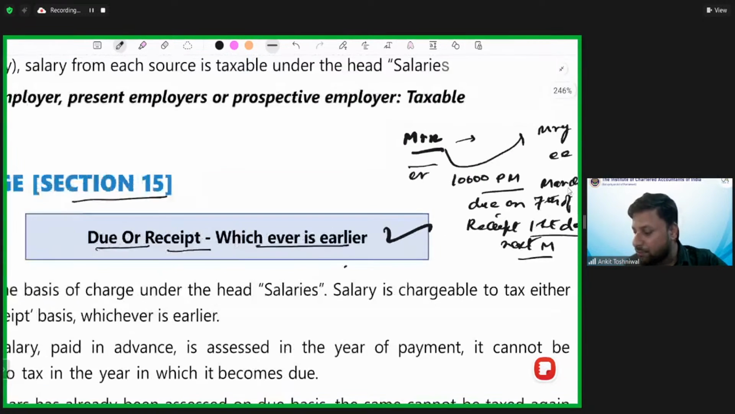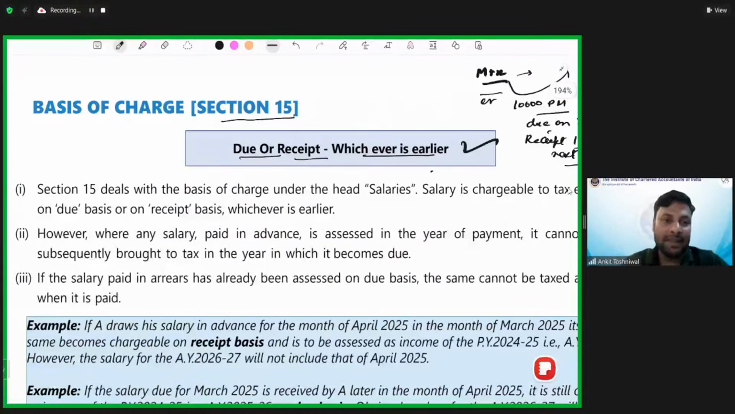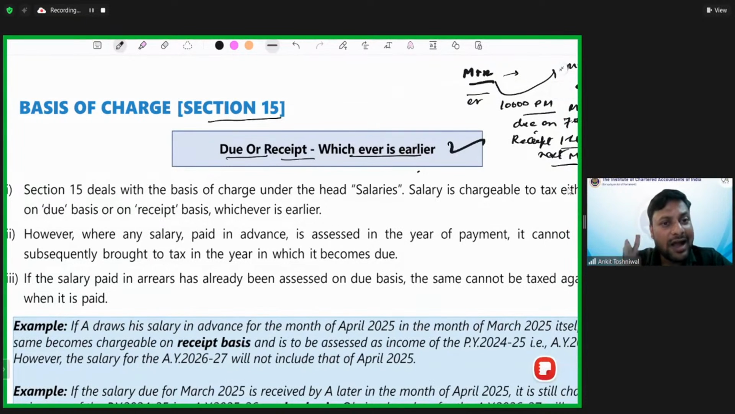So salary is taxable on due or receipt, whichever is earlier, basis. Okay, whether you are following cash basis or accrual basis, it is irrelevant here. Due or receipt, whichever is earlier. Fine. Number one thing.